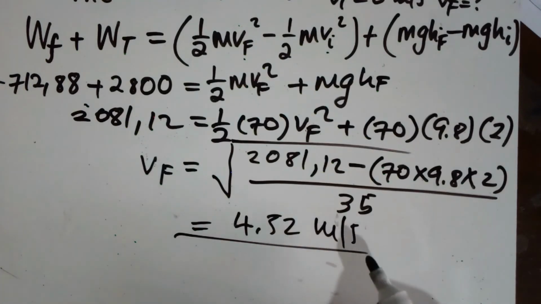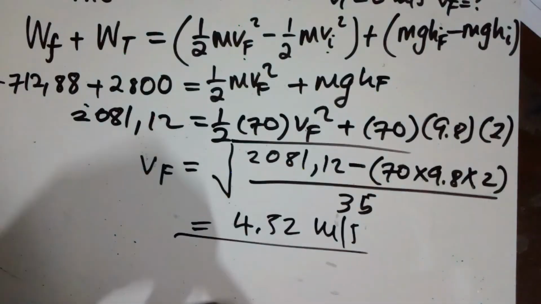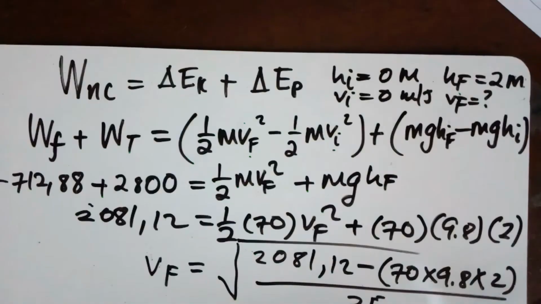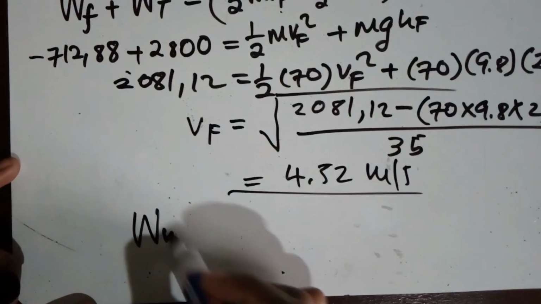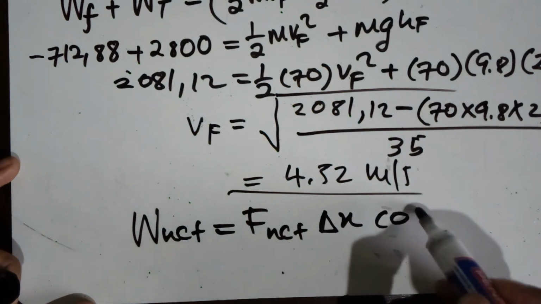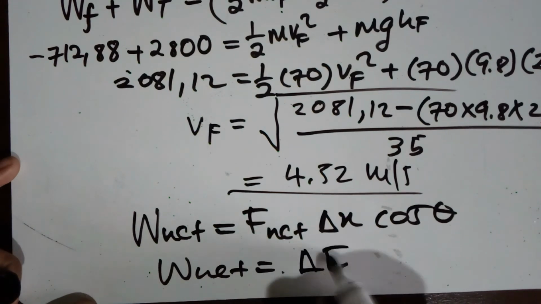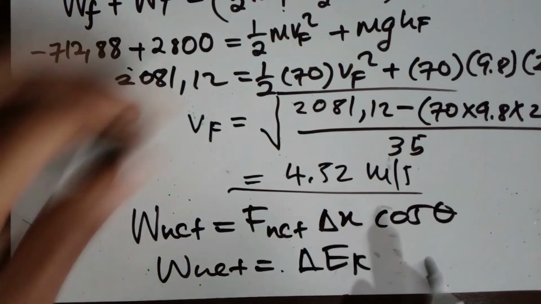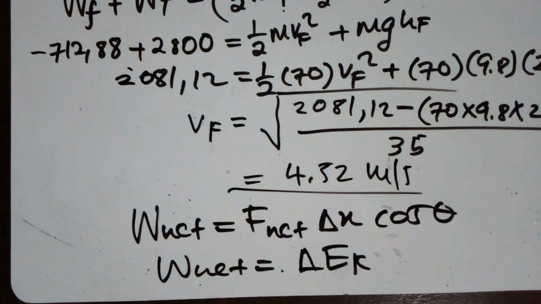So those are the three ways in which you can find that, and where you can apply the work done by non-conservative forces. You have to know what are conservative and what are non-conservative forces, or where you use the W net is equal to F net, change in x, cos of theta, and as well as where W net is equal to a change in kinetic energy. So make sure you are able to use all of these three formulas, and then you'll be ready to write that question paper. So the last question, which is question what is it?